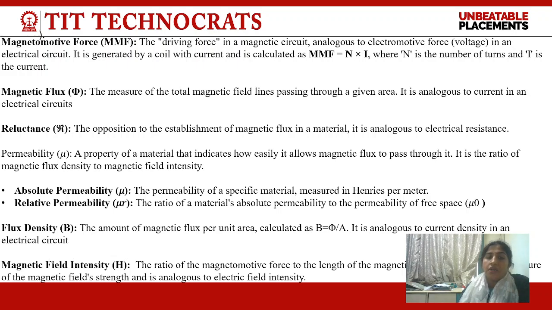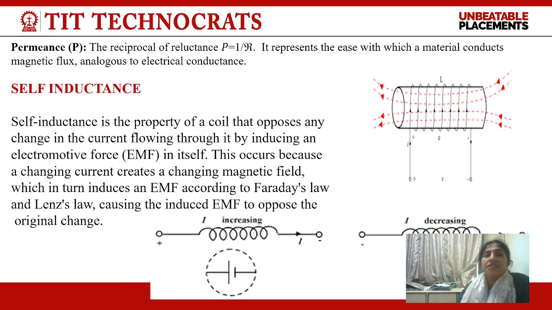Now, flux density: the amount of flux per unit area is known as flux density. Whenever we measure the flux over the boundaries, that is the area, we get the magnetic flux density. It is denoted by capital B, and it is given by flux per area, and its unit is Weber per meter square. Now, magnetic field intensity is the ratio of magnetomotive force to the length of the magnetic path. It is basically MMF by L, its unit is ampere turn per length, and it measures the strength of the magnetic field.